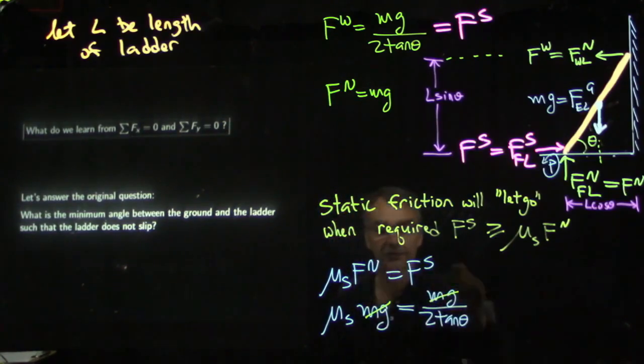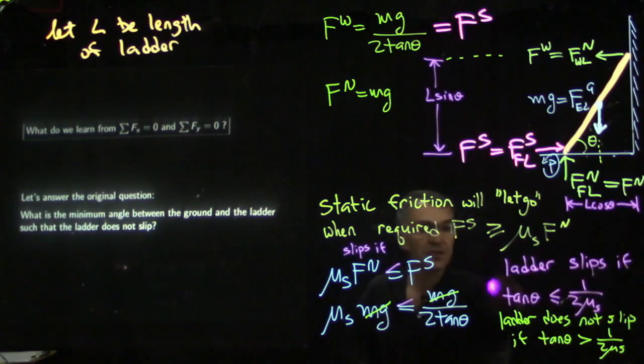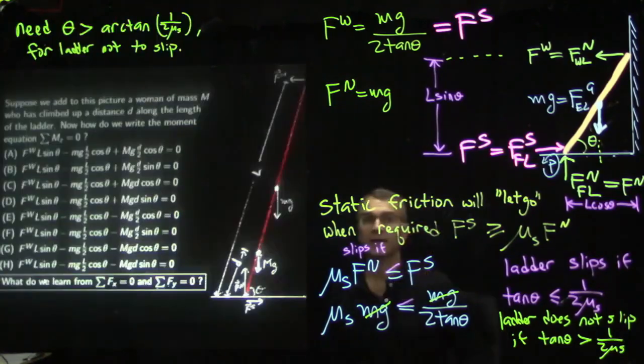The mg cancels. So the ladder slips if F static is bigger than mu static F normal. So the ladder slips if this 1 over 2 tan theta is bigger than mu static. So the ladder slips if tan theta is smaller than 1 over 2 mu static. So the ladder does not slip if tan theta is bigger than 1 over 2 mu static. So the minimum angle, if the ladder is to stay up there without slipping, is arctan of 1 over 2 mu static. So we need theta to be bigger than arctan of 1 over 2 mu static. And I think we have a demonstration that shows you that if theta gets too small, in other words, if the ladder gets too close to horizontal, then the ladder does indeed slip.